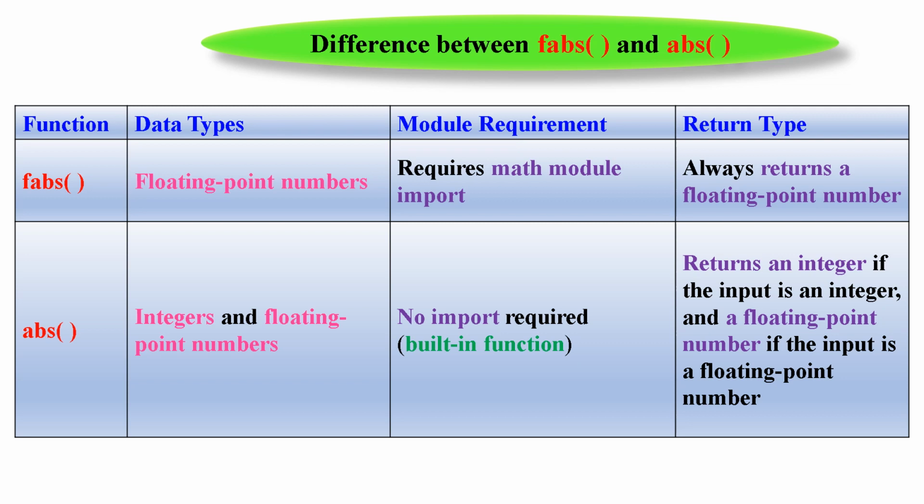Module requirement. The fabs function is part of the math module, so you need to import the module using import math before you can use it. On the other hand, the abs function is a built-in function in Python, so you can use it without any imports. Return type. The fabs function always returns a floating point number, even if the input is an integer. In contrast, the abs function returns an integer if the input is an integer, and a floating point number if the input is a floating point number.